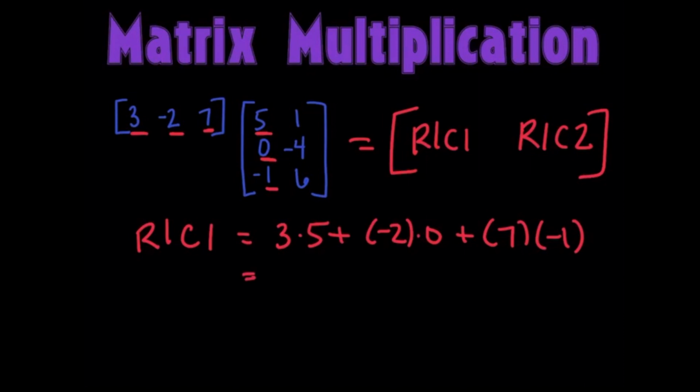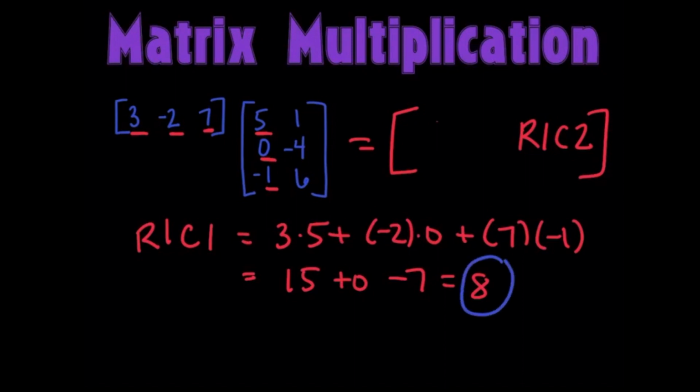So then just doing our multiplication, we have 15 plus 0 minus 7, so this is 8. So I'm going to erase this, and I'm going to put my 8 up here. Okay, so that one's 8.